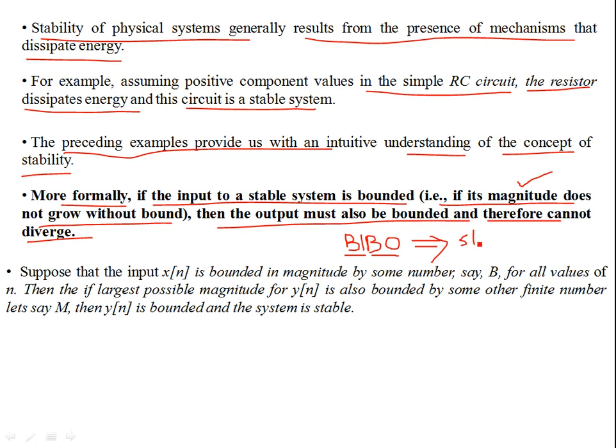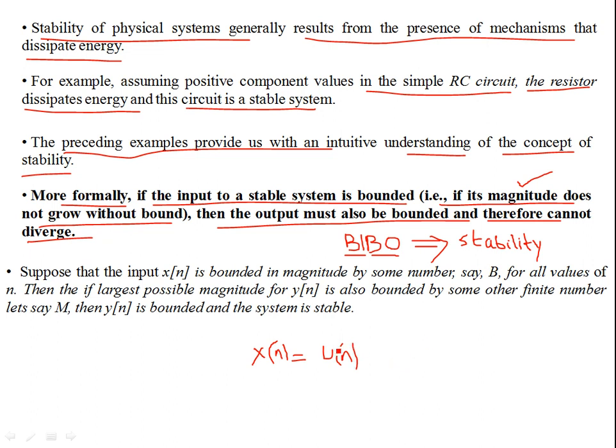As an example, what could be a stable input? How about if you have a discrete-time system and you apply an input that is the unit step function? u[n] is a bounded input. What is the bound here? If x[n] is u[n], what is the bound? The bound is 1, because the magnitude of u[n] is bounded by, what is the maximum bound?